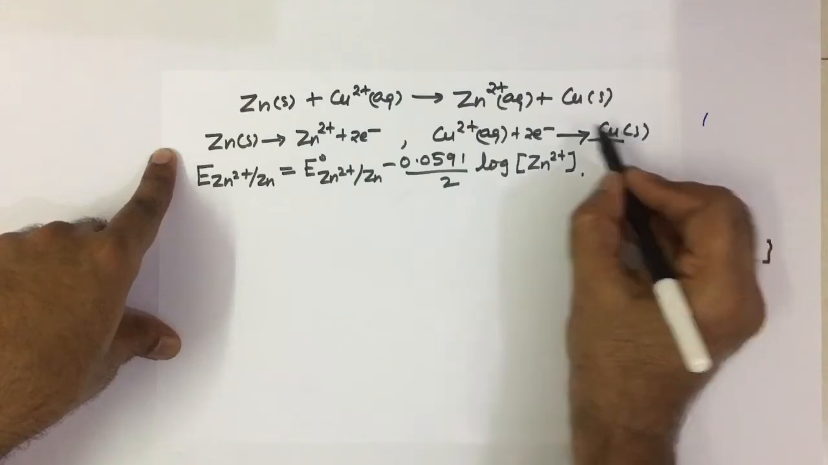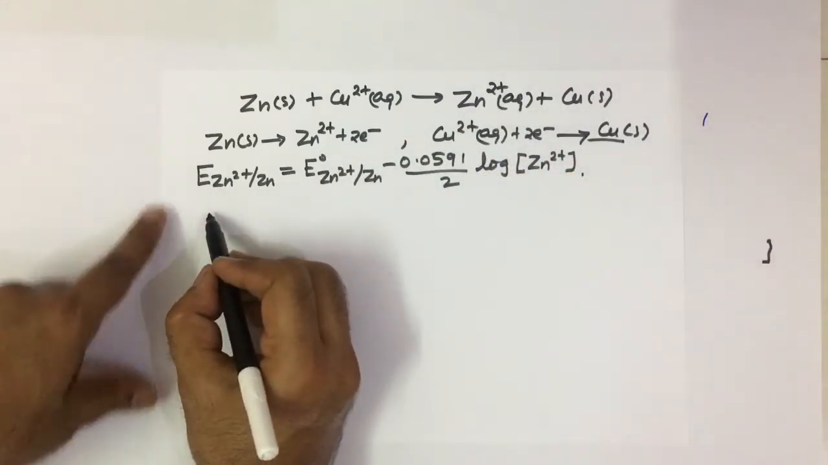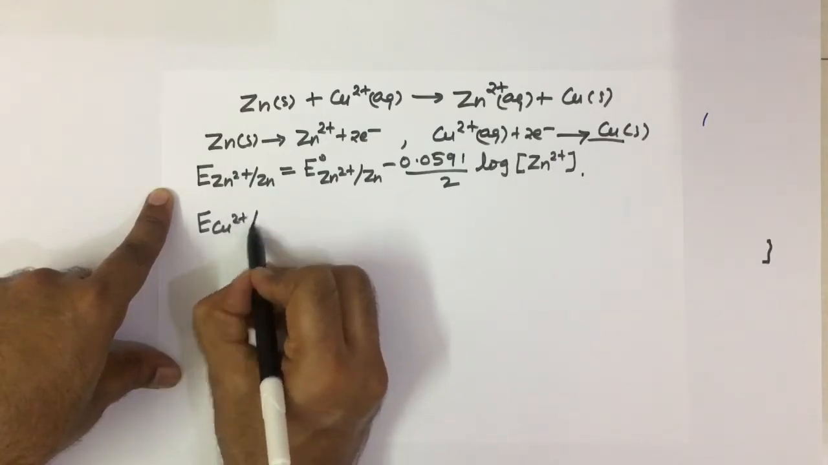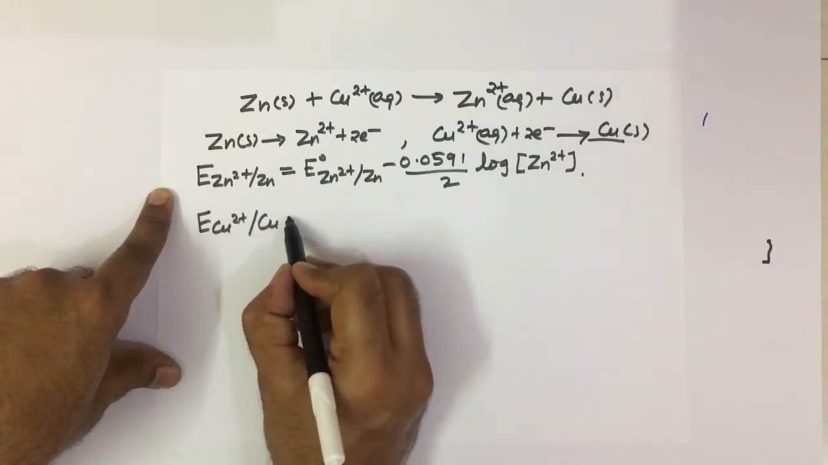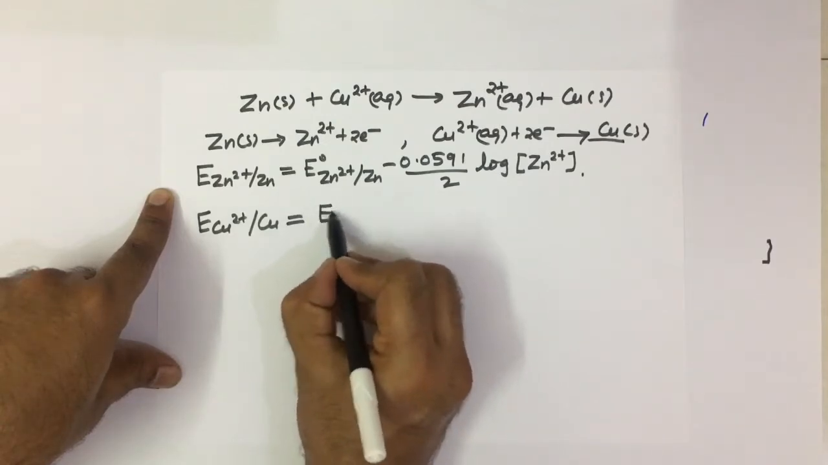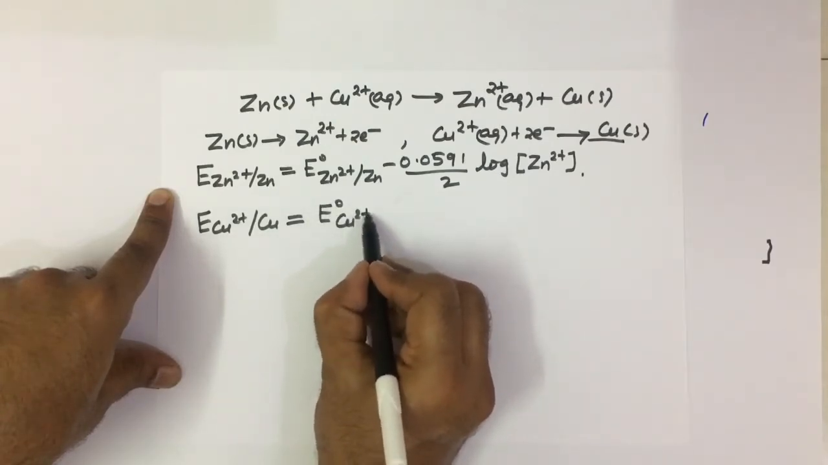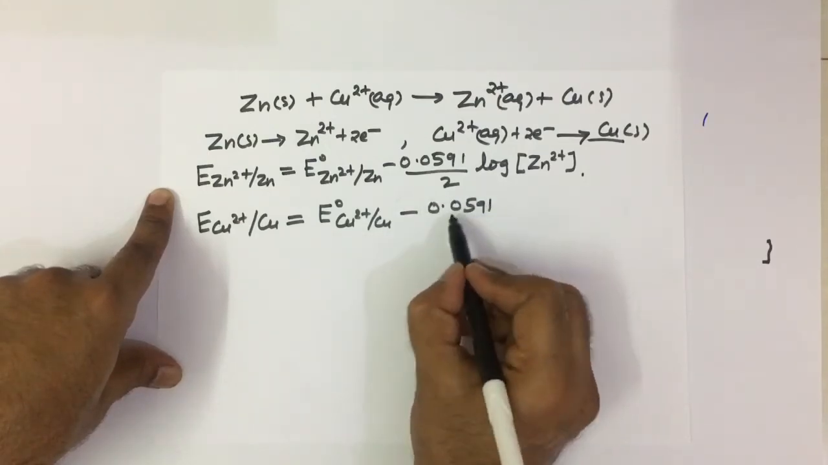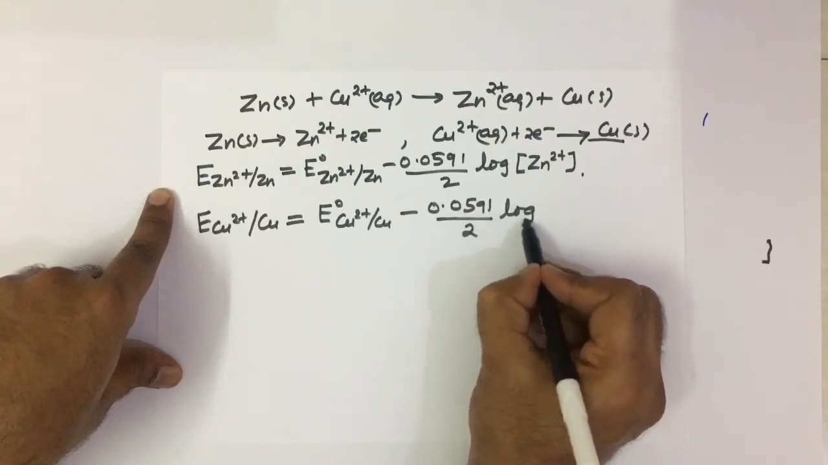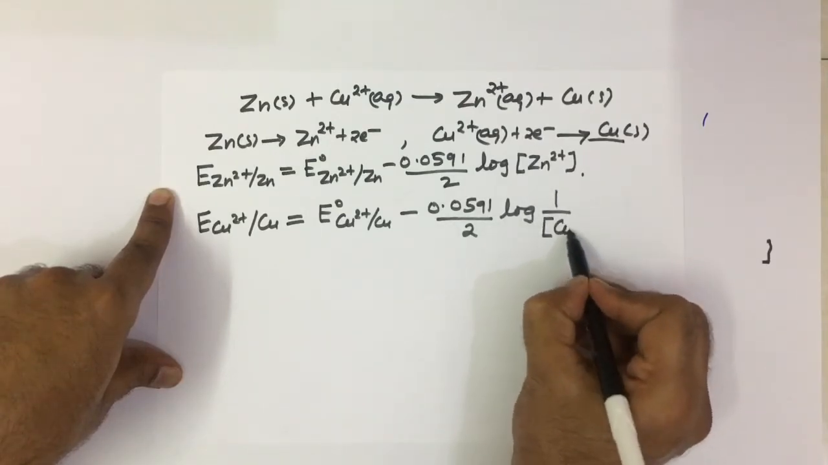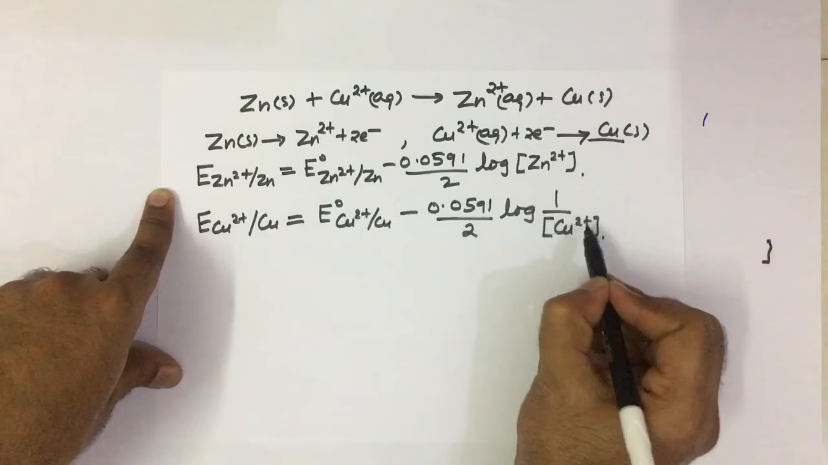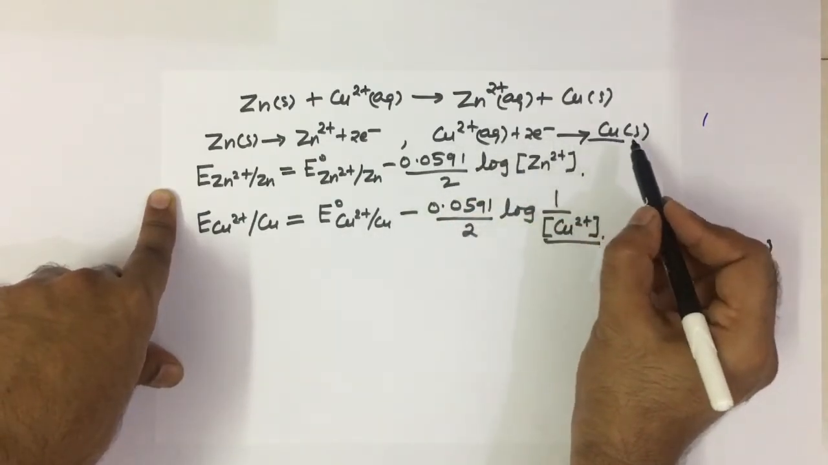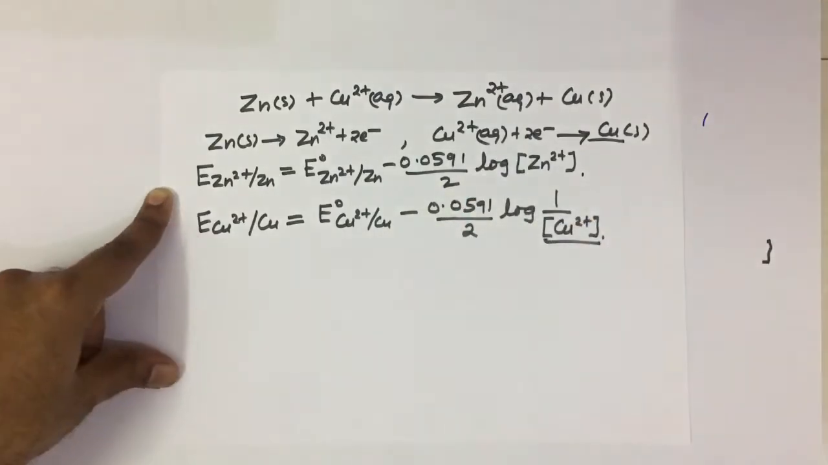Now for reduction, it is product over reactant. So for copper we can write E of Cu2+ upon Cu gives you E naught Cu2+ upon Cu minus 0.0591 upon 2 log of 1 upon Cu2+. The copper ion is in the denominator because here it is in the reduction form, product upon reactant, so the reactant comes in the denominator.